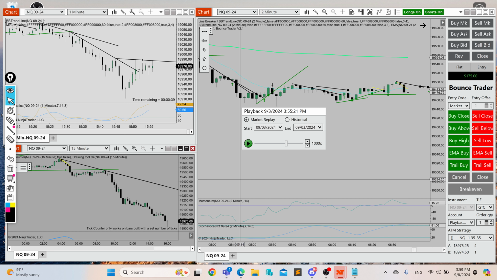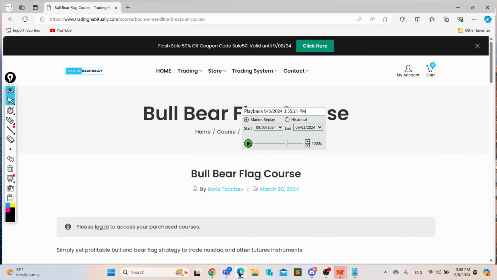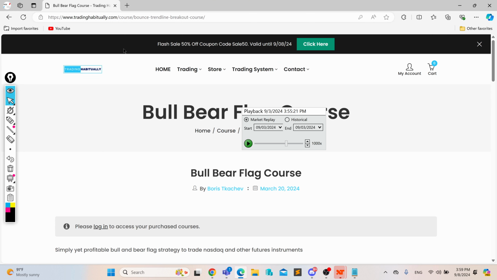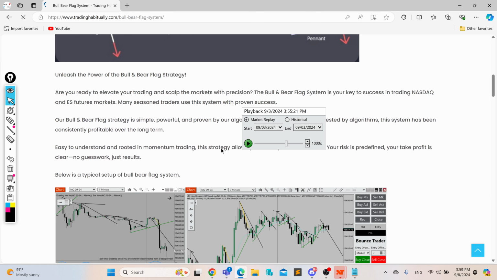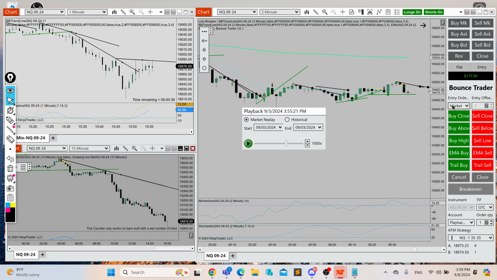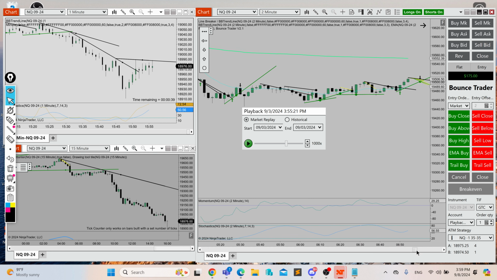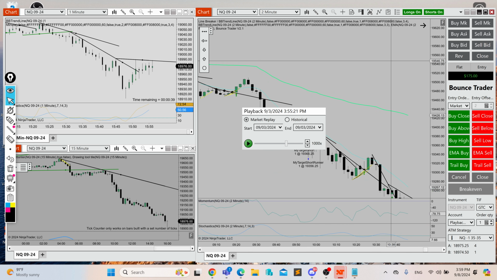So the next part that comes with the system is the chart trader. This trader is basically still called the bounce trader, but it's chart trader. And how is it helpful? How is it helpful in trading is basically this.